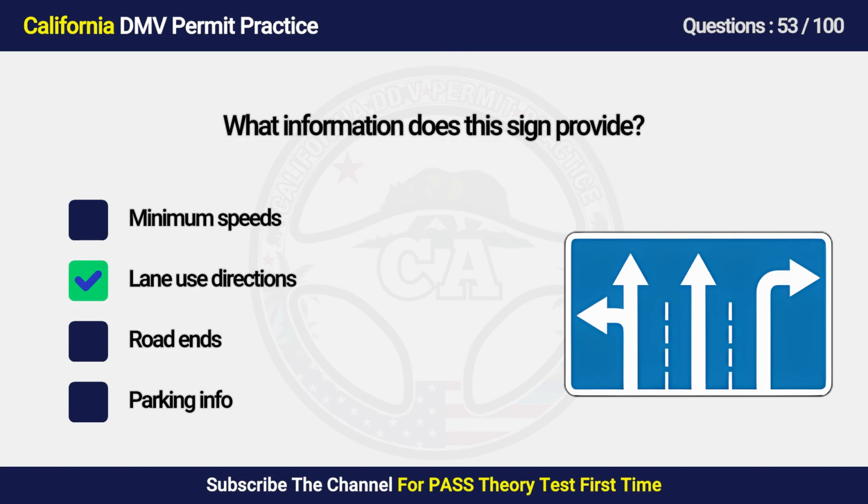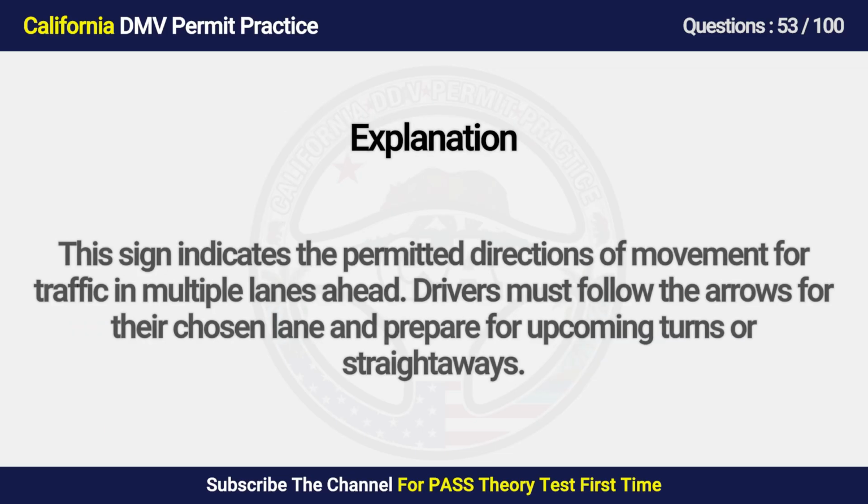Answer is B. Lane use directions. This sign indicates the permitted directions of movement for traffic in multiple lanes ahead. Drivers must follow the arrows for their chosen lane and prepare for upcoming turns or straightaways.